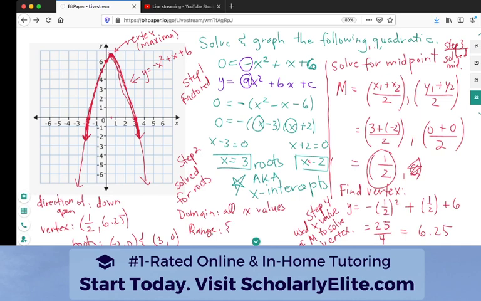So we know that it's going to look something like y equals something. We're not going to get into this today. We can learn this another day because we don't have time to go into that. But basically the range is just y is less than or equal to 6.25.